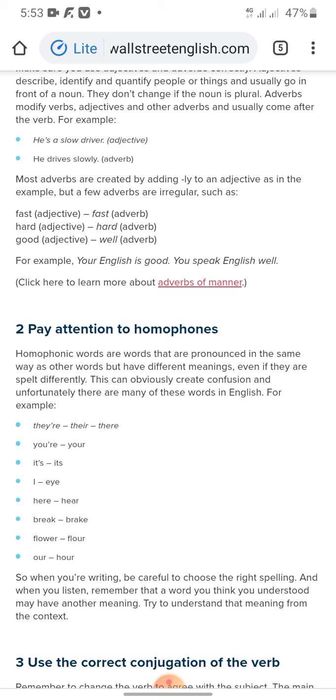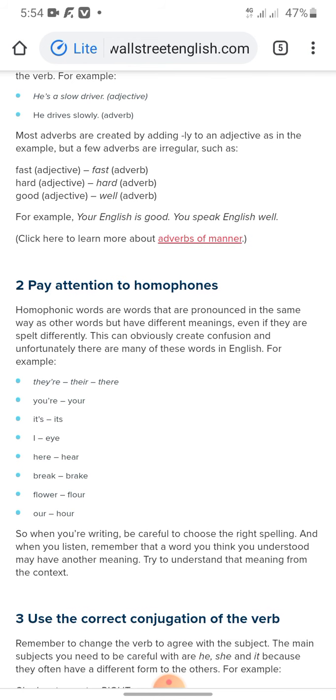So in order to have a command over the English language or English speaking, you must recognize this difference, the difference of pronunciation and the meanings of these words. Here and here. One is that you are here, it is identifying and indicating the location. And the other is a verb. It means that you are hearing something, you are listening to something. Break and brake, flower and flour, hour and our. So these are all homophones.